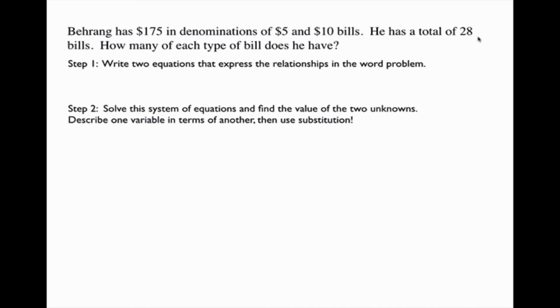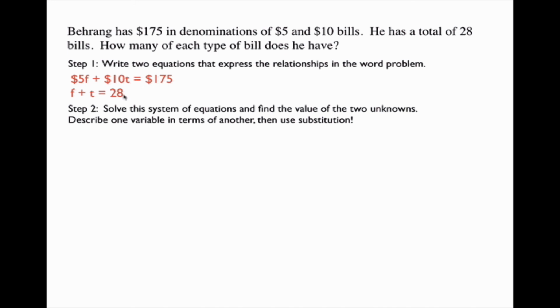All right, let's see if you came up with the same thing I came up with. So to express the total amount of money Beirang has, I'm going to multiply $5 by the number of $5 bills he has, plus $10 times the number of $10 bills he has, and we know that that equals $175, the total amount of money Beirang has. Now, to express the total number of bills Beirang has, we add the number of $5 bills to the number of $10 bills, and now we have two equations.